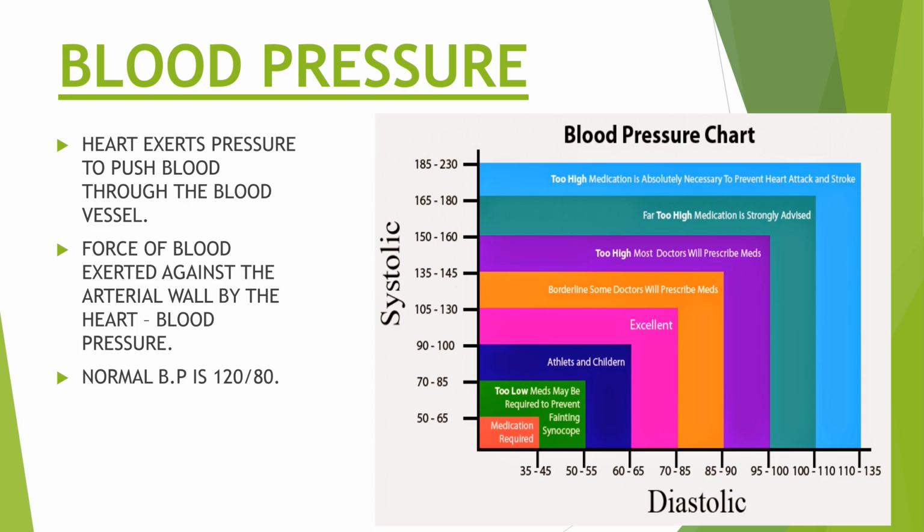And then 145 to 160 systolic and 85 to 100 diastolic is too high. Most doctors prescribe medicine in this condition, and 150 to 180 systolic and 100 to 110 diastolic is far too high. Medication is strongly advised, and above that is a high blood pressure, right? You understood that?